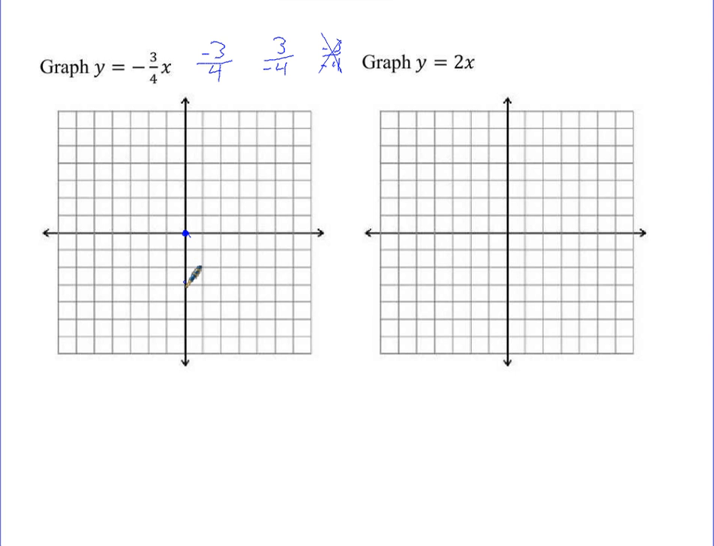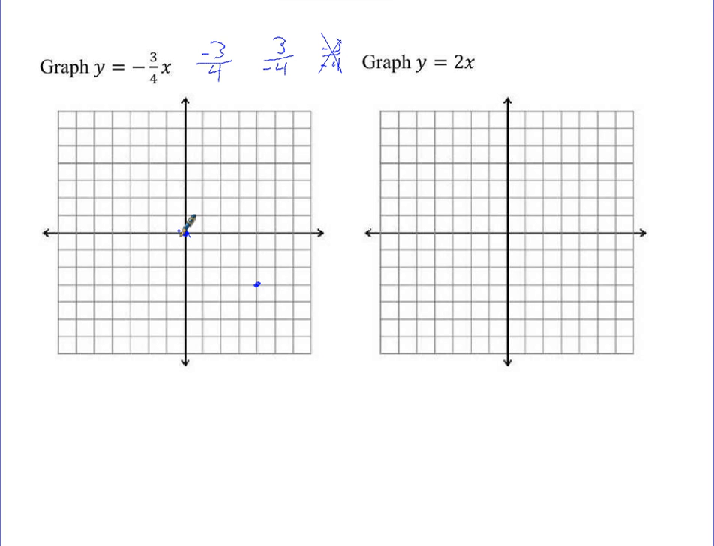Which way am I going? To the right. The negative sign was applied to the 3. I took out the negative sign as soon as I went down 3. Now I'm just going to the right 4. 1, 2, 3, 4. I would continue doing that, down 3, right 4, but I'm out of room.